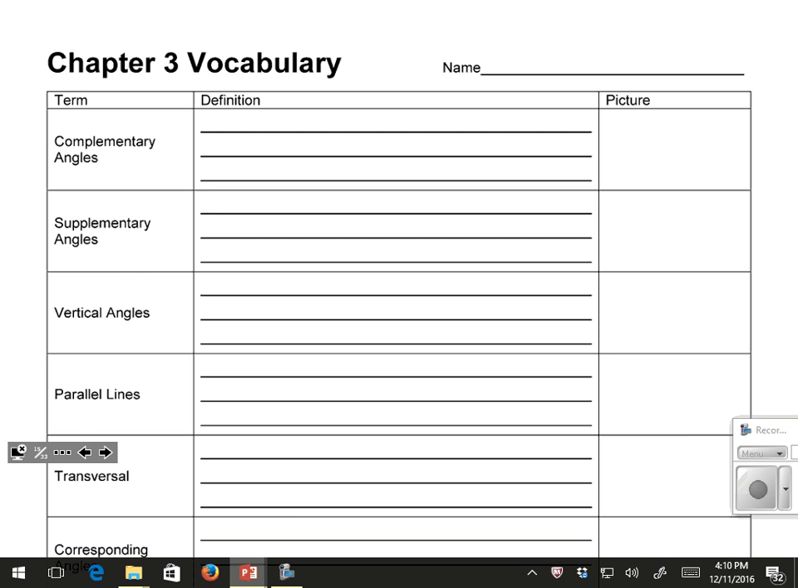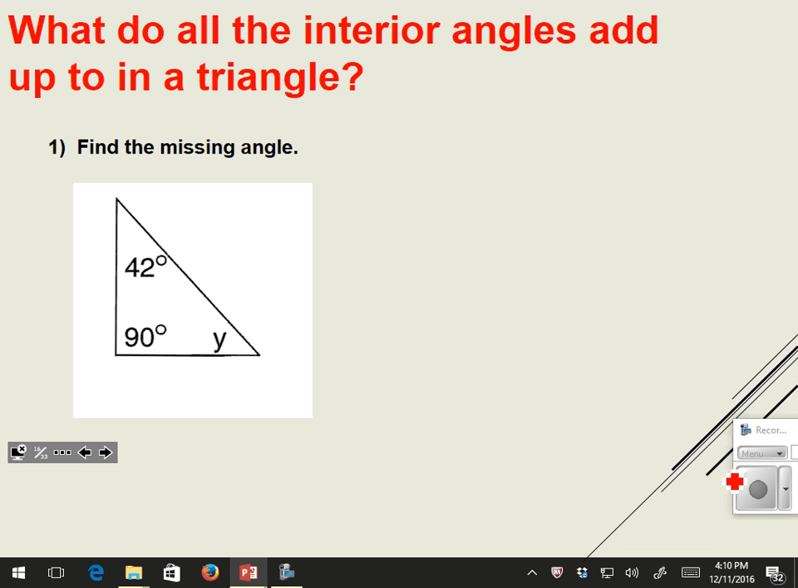So, let's see if you remember anything from years past. What do all the interior angles add to in a triangle? From your experience, you should have known that all the angles in a triangle add up to 180 degrees. So let's look at this problem. Let's find a missing angle. And let's solve it algebraically.